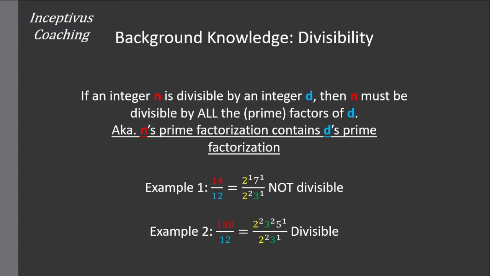The two factors of 3 on the top can also divide out the 1, is more than enough to accommodate the one factor of 3 on the bottom. And the one factor of 5 on the top is just there for cosmetic purposes. So therefore 180 is divisible by 12.